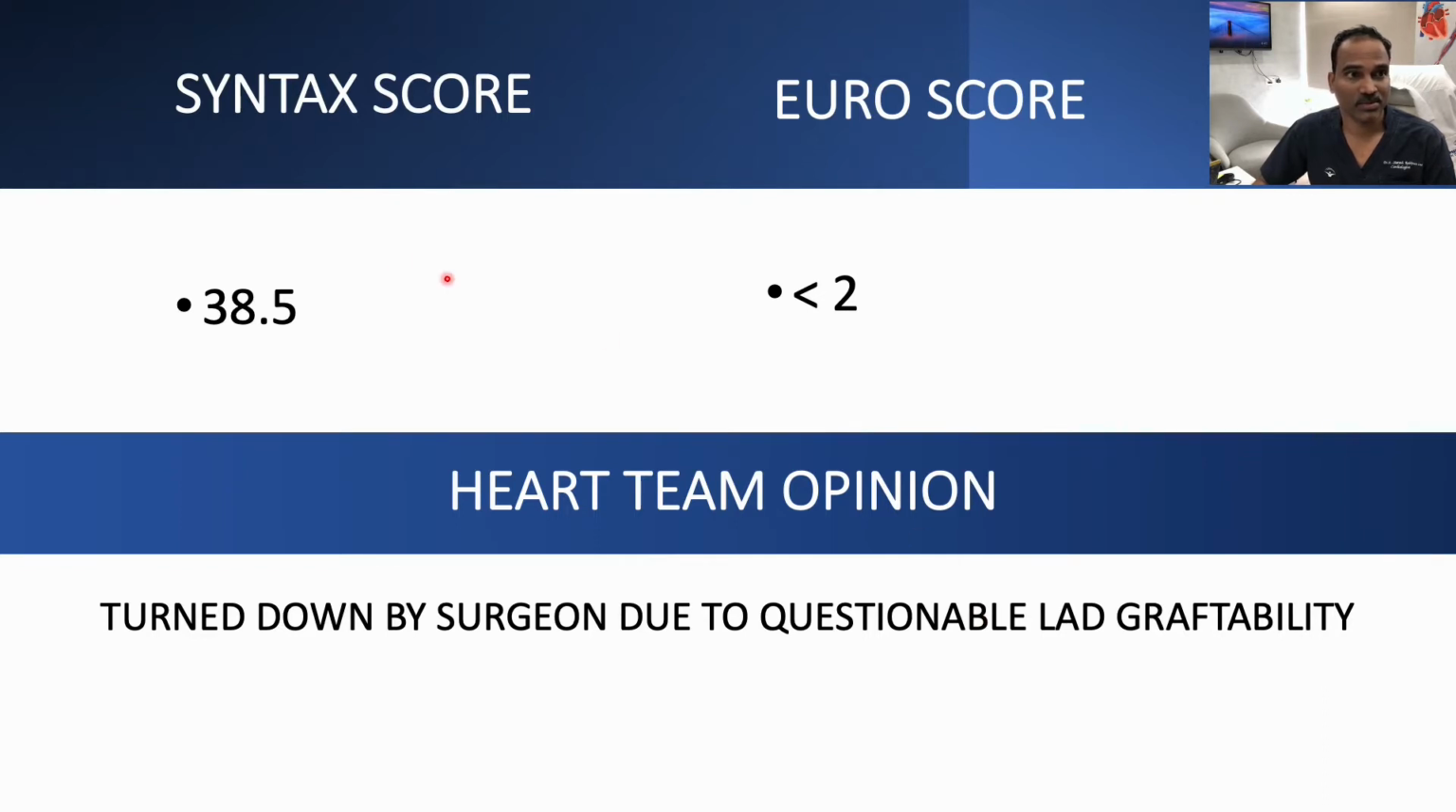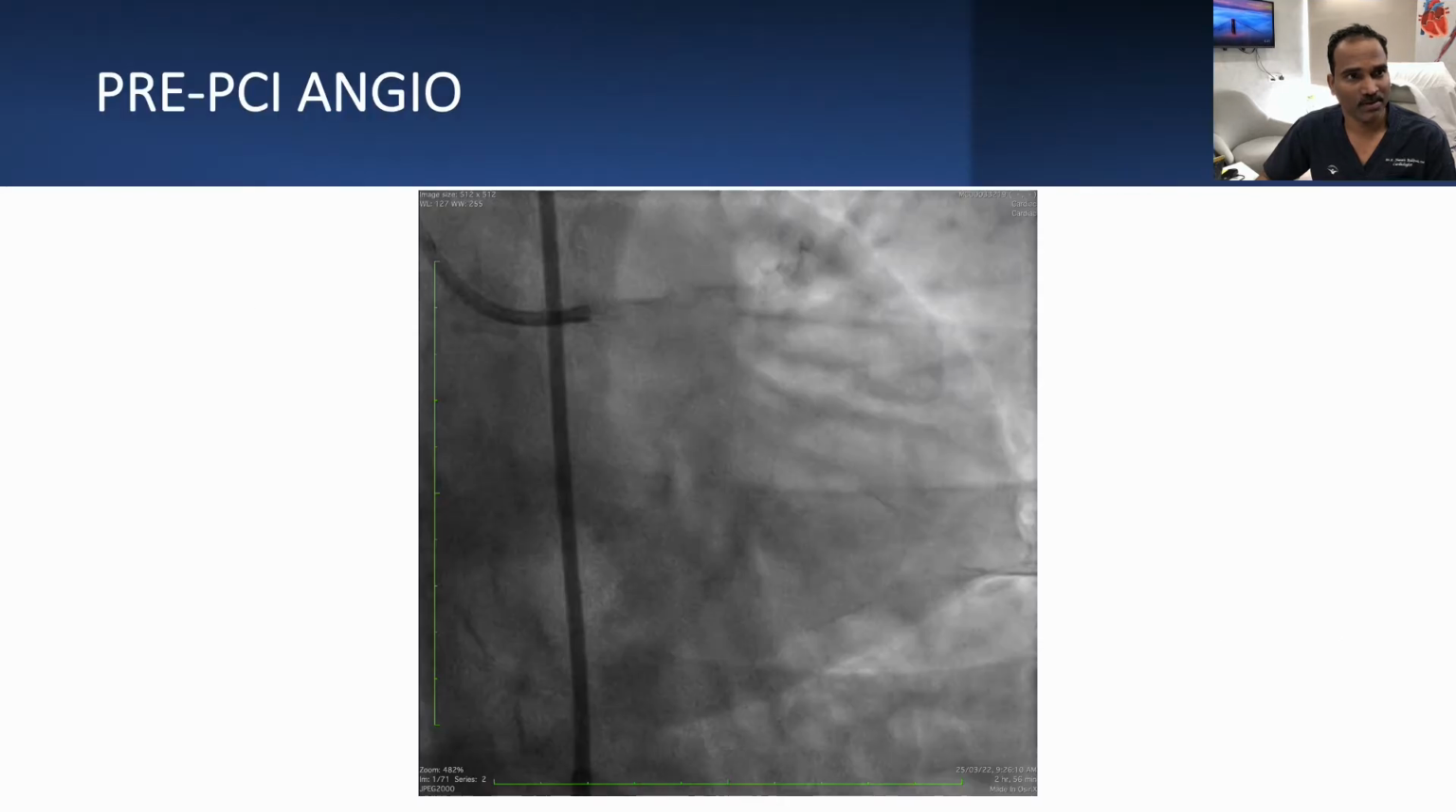So the SYNTAX score of the patient is 38, and EuroSCORE was less than 2. Though he is low surgical risk, in our heart team discussion, the surgeon turned down as the graftability of LAD was questionable for this patient. So that's when we decided to go ahead with the PCI, maybe a 1 or 2 stage procedure based on the duration and contrast usage during the course of the procedure. So this is a PCI.